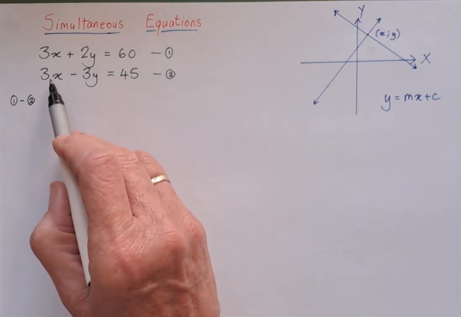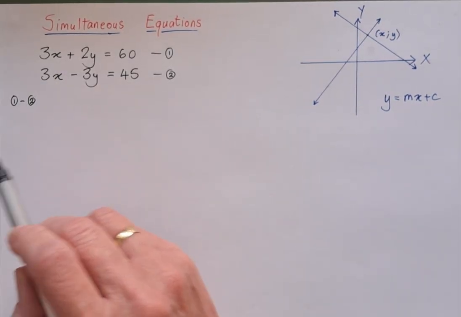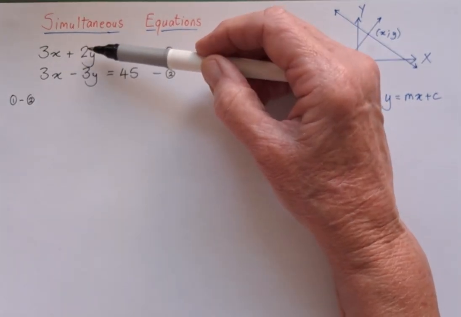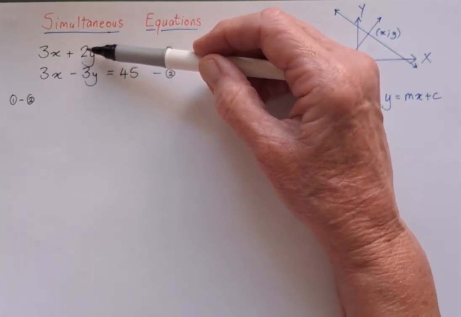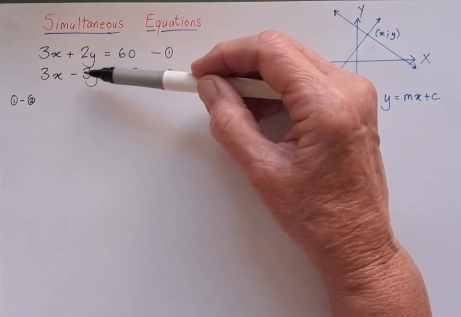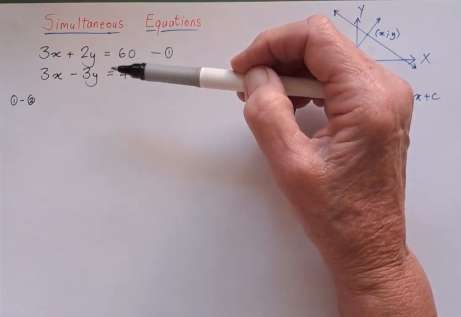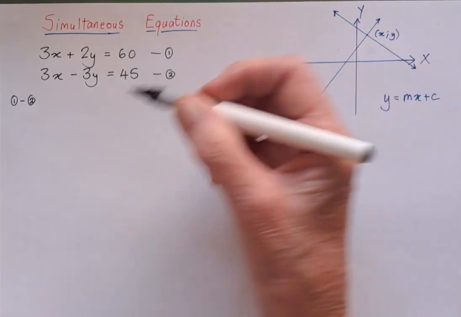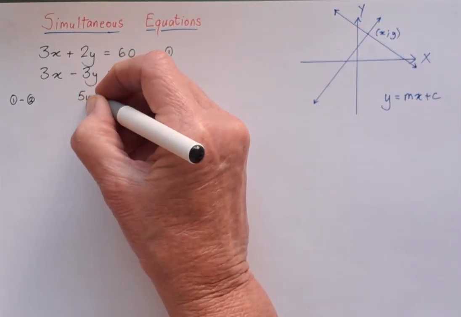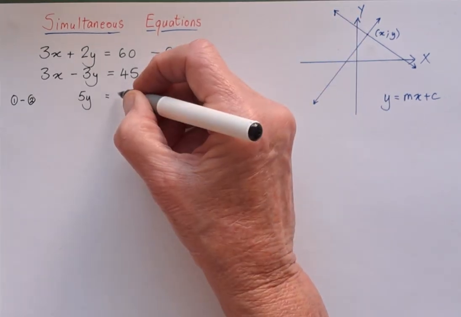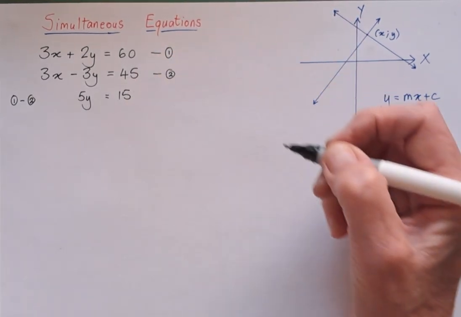So 3x minus 3x gives me 0, which means it disappears. Then be careful here because of this negative sign. You're saying 2y minus negative 3y, which actually means 2y plus 3y, which is going to give me 5y, and then 60 minus 45 is going to give me 15.